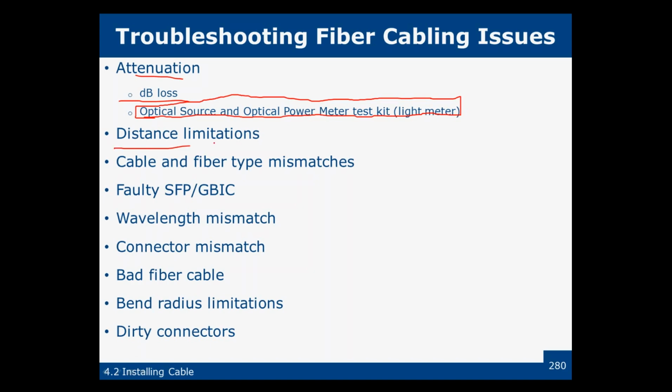And each of these, again, has distance limitations, and there are cable and fiber type mismatches. When we get into the cables, if we have a mismatch, the cables all have resistances, depending on whether they're solid core wire or stranded wire, and the gauge, as we talked about earlier, but they need to all be the same resistance.